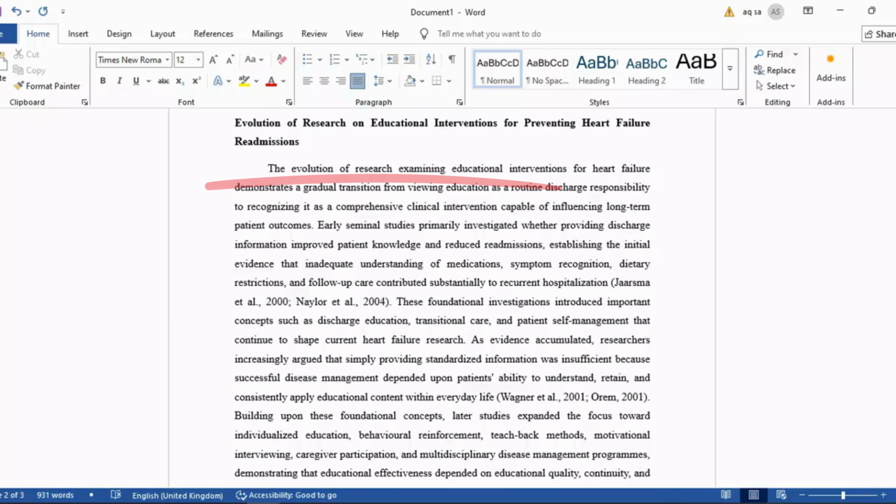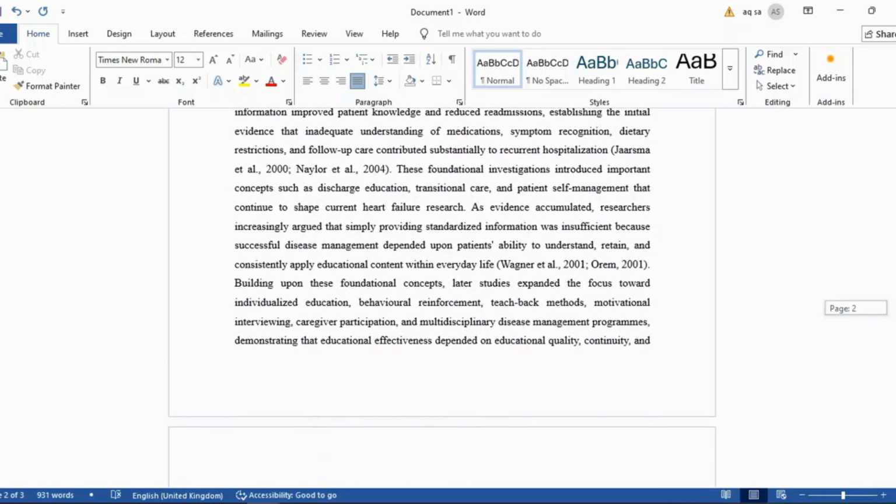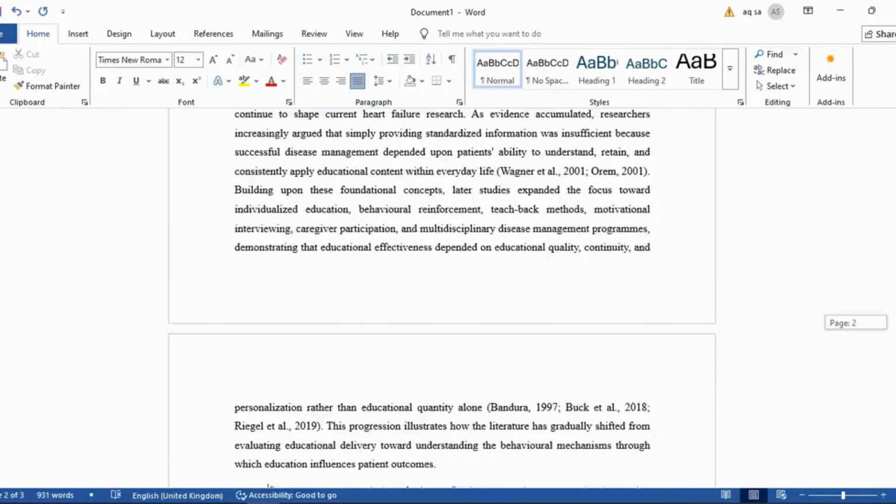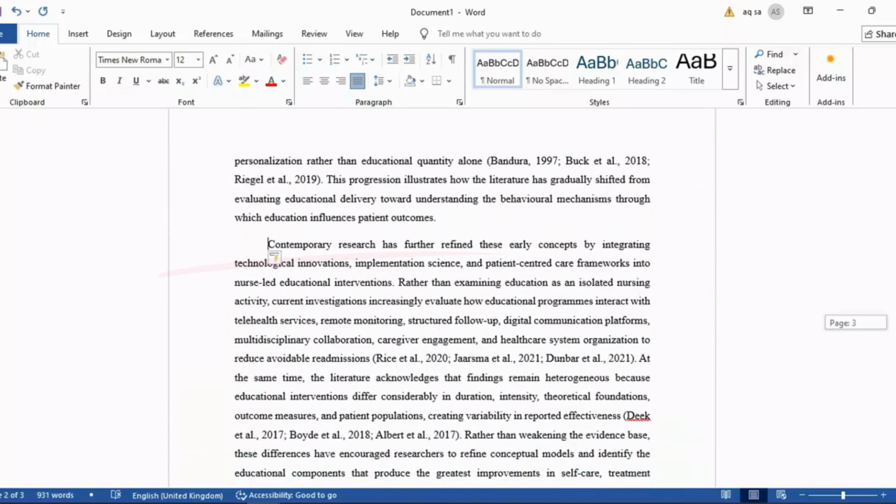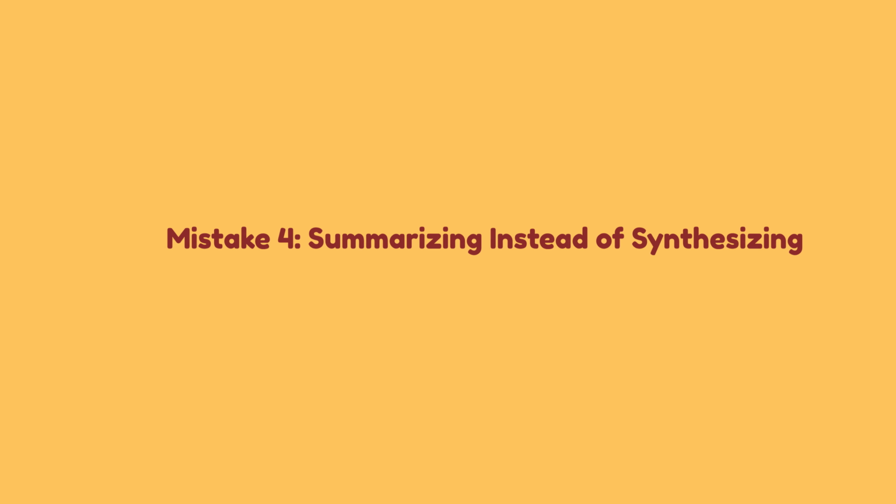It compares foundational studies with recent publications to explain how understanding has changed over time. Current research may confirm earlier findings, challenge existing theories, introduce new variables, or identify emerging trends that did not exist before. By combining seminal literature with up-to-date studies, the review presents a balanced picture of both the historical foundation and the current direction of the field. Mistake 4. Summarizing instead of synthesizing.